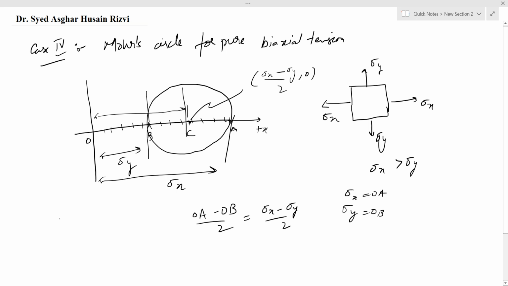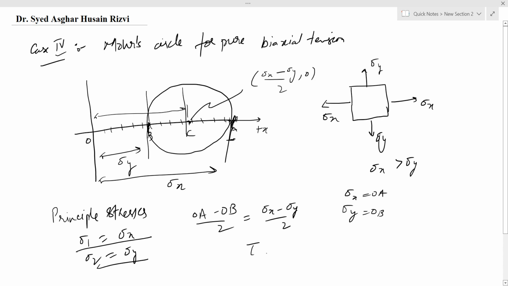We can also find the principal stresses. The principal stresses here will be sigma 1 and sigma 2. Sigma 1 will be equal to sigma x and sigma 2 will be equal to sigma y. These are the extreme limits of the Mohr circle. Here this is the extreme limit of the Mohr circle, the maximum limit. This is principal stress sigma 1, and at point B it is sigma 2 equals sigma y. And the maximum shear stress tau max will be equal to the radius of this Mohr circle.